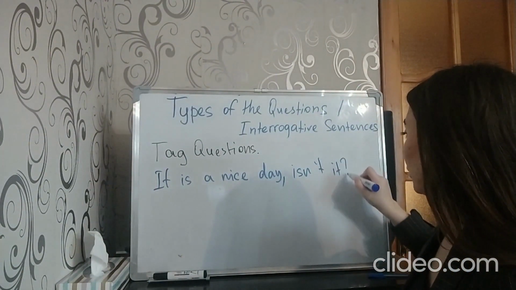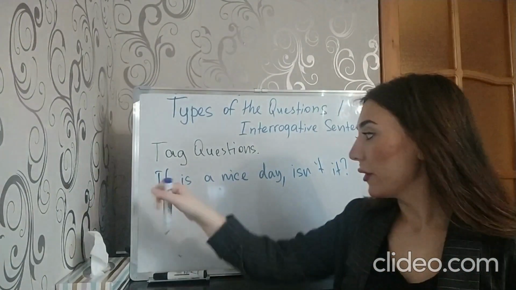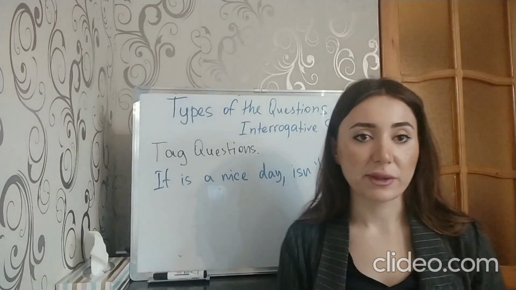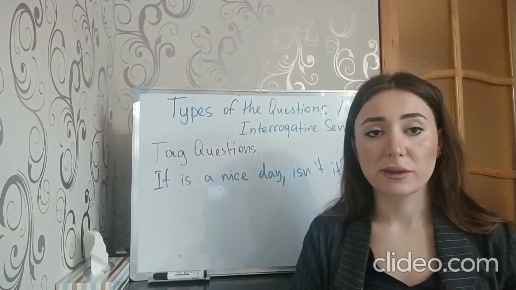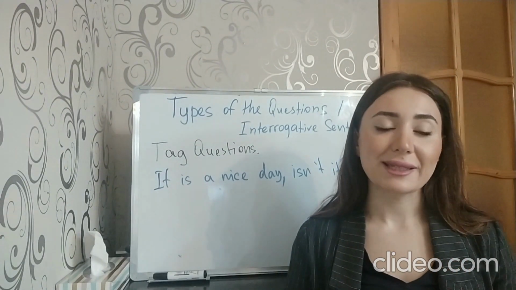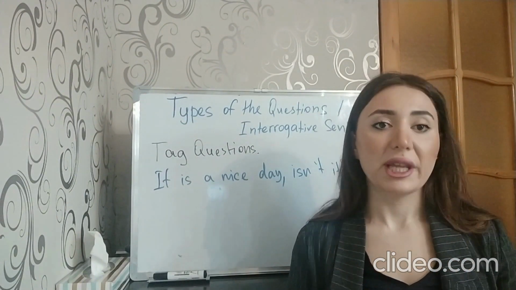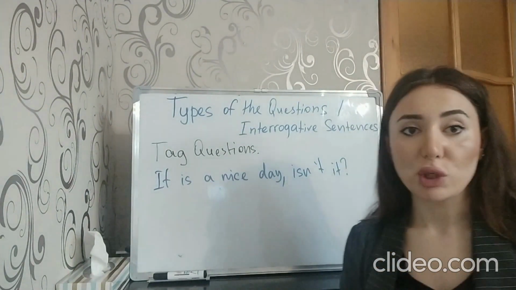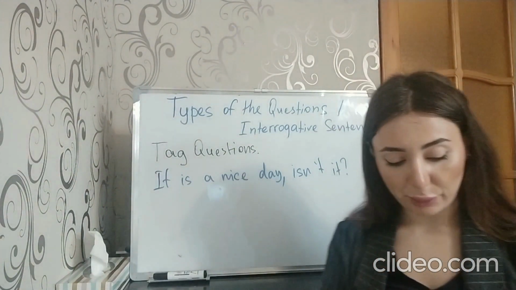Isn't it? As you see, guys, the first part is a positive sentence. However, my second part is a negative sentence. In tag questions, if the first part of the sentence is negative, the second part must be positive, or if the first part is positive, the second part should be negative. It's always in contrast.